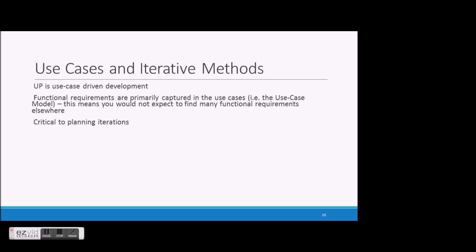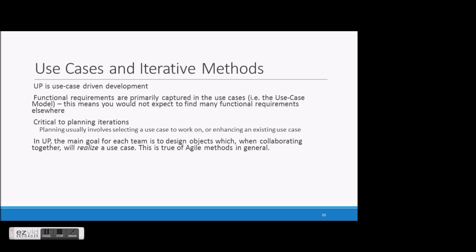In UP, the main goal for each team is to design objects which, when collaborating together, will realize a use case. It's true of agile methods in general. You will hear this terminology: realizing a use case. What that means is when you create your use case, you've got the story for how you want the system to behave. You are then going to create the software that will realize that story. It will make it real. It will actually make the story happen so that a user can then use your software. By the time you finish designing your system, somebody should be able to sit down and make one of those use case stories actually happen. That's the goal.